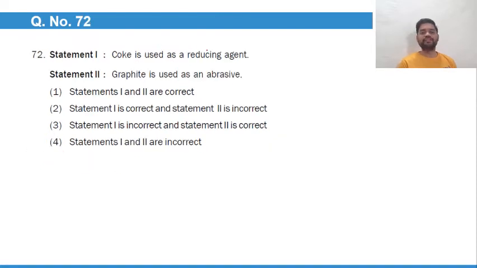72. Coke is used as a reducing agent. Correct. Graphite is used as an abrasive. False, diamond is used. So statement 1 is correct. Statement 2 is incorrect. I'll go with 72, option number 2.